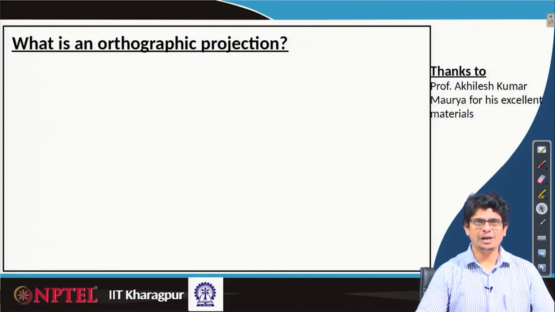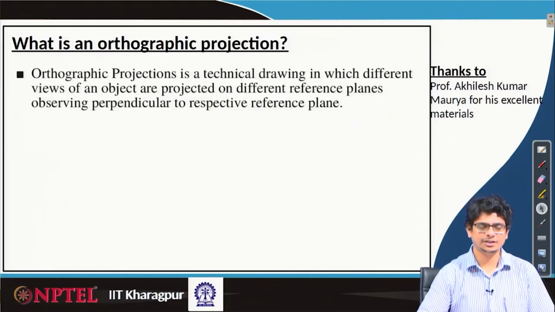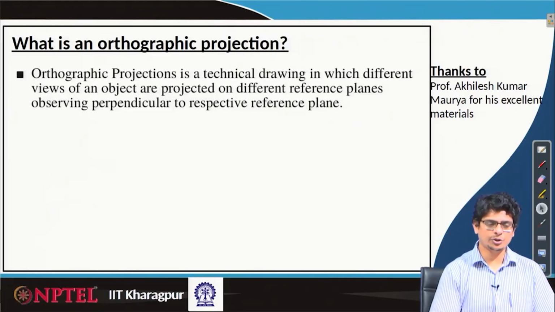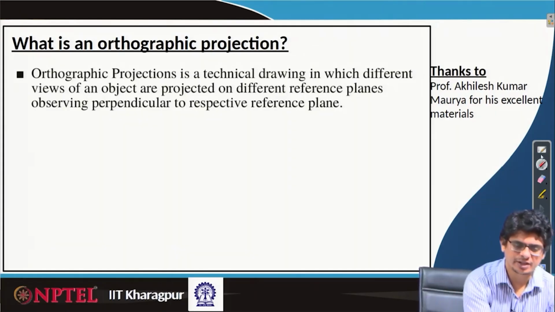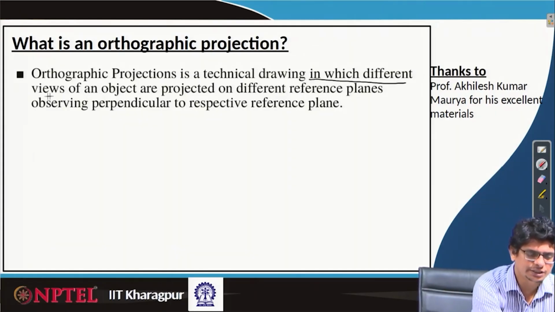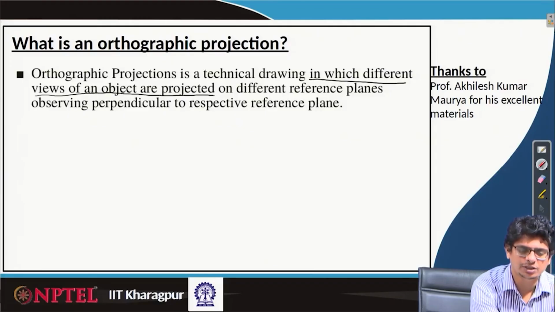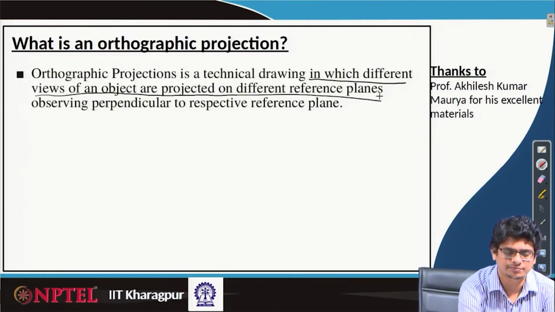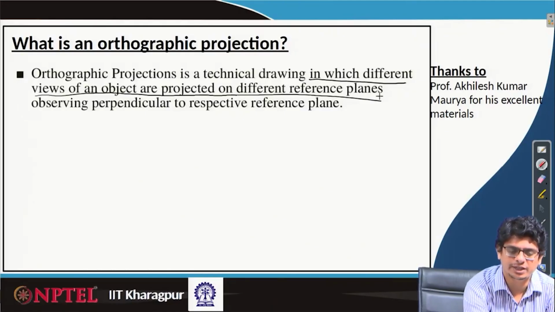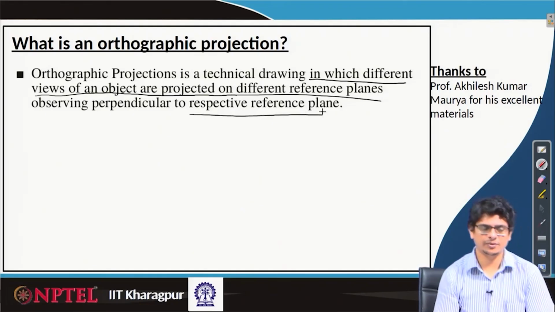First question we will ask, what is an orthographic projection? An orthographic projection is a technical drawing in which different views of an object are projected on different reference planes, observing perpendicular to respective reference planes. So, it is a technique of showing different views.